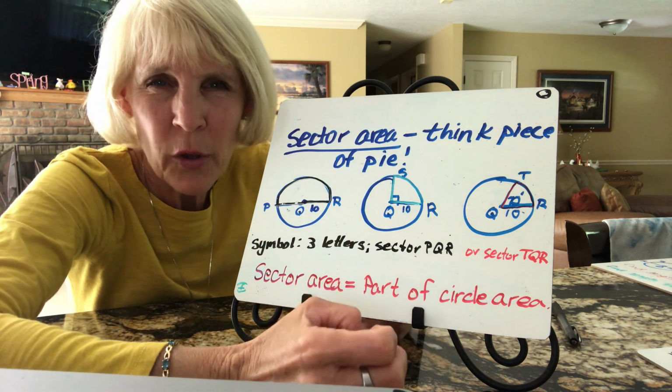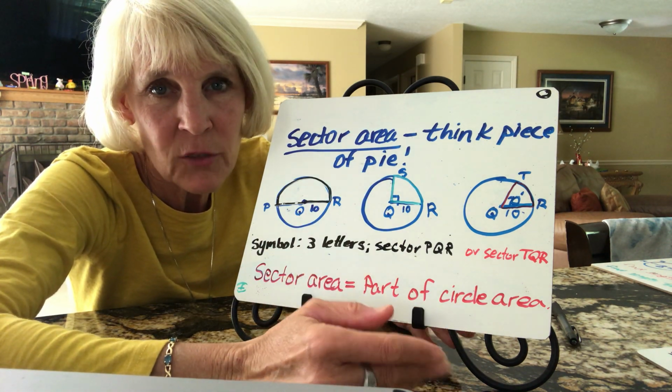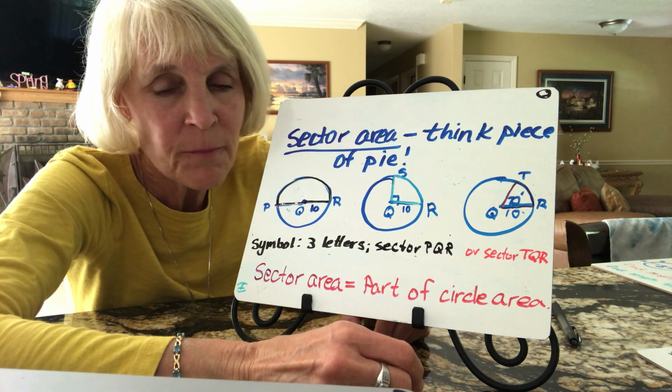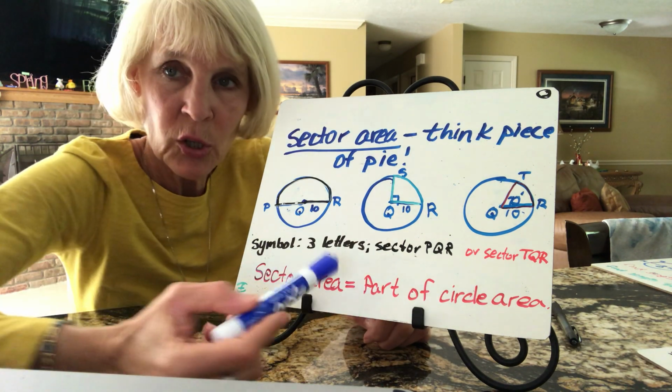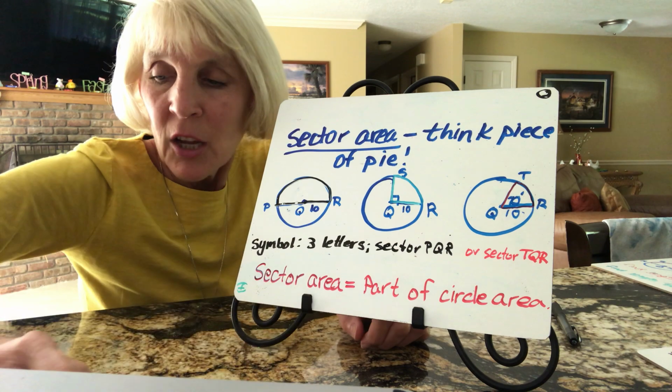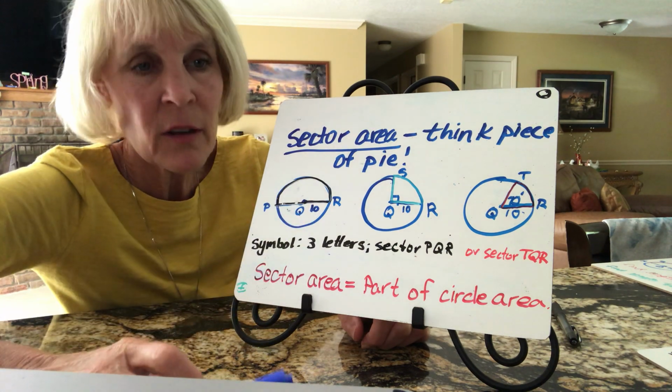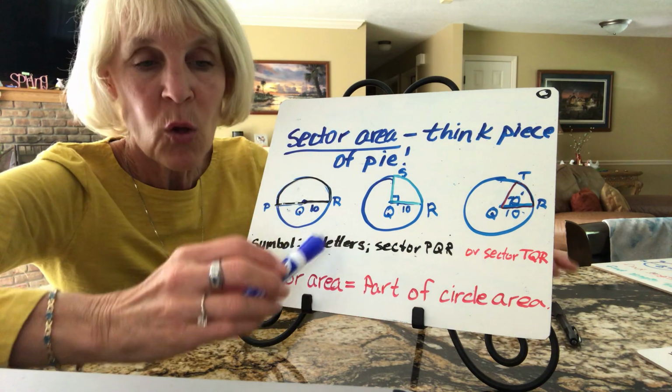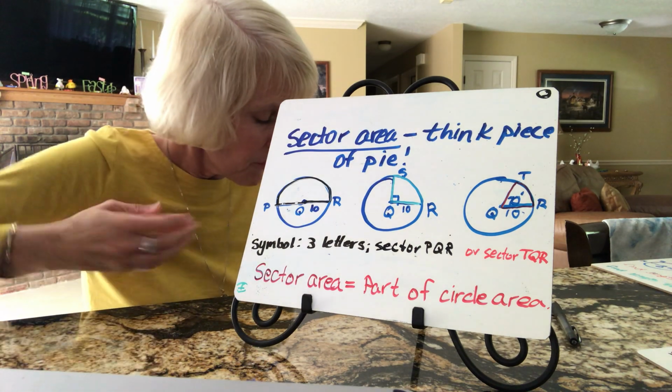So if I just wanted the whole area of the circle, how would I find the area of the circle? Pi r squared. So if I wanted to do the area of the circle, I would have pi r squared. And I would just say 10 squared times pi. So the area of this whole circle is 100 pi.